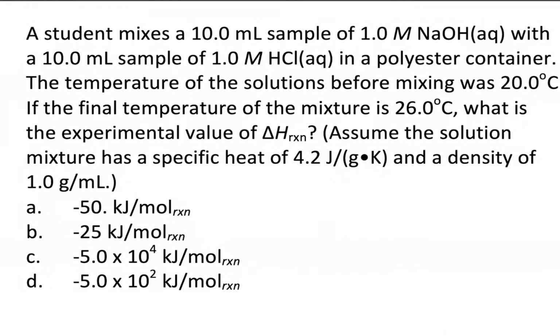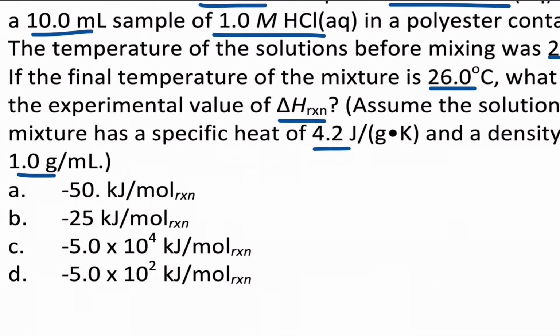So this is a multiple choice that says we mix 10 mLs of 1 molar NaOH with 10 mLs of 1 molar HCl in a container. It's initially at 20 Celsius, it goes up to 26. They want the delta H of the reaction, the specific heat 4.2, and the density of everything is 1.0. So this is a calorimetry question, which is Q system plus Q surroundings is equal to 0.